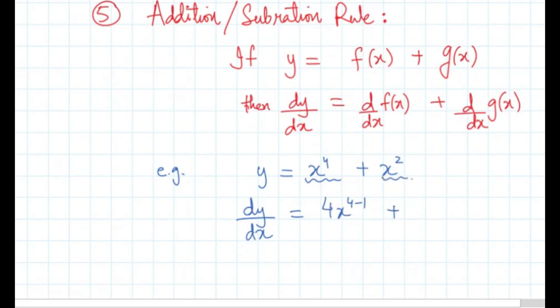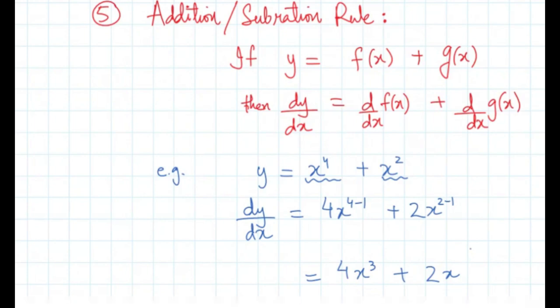And then we differentiate the next term, which is this. The power 2, it becomes the coefficient again. So we have x to the power of 2 minus 1. And this expression, it becomes 4x to the power of 3 plus 2x. So these are all the rules that you're going to need for your IGCSE differentiation.